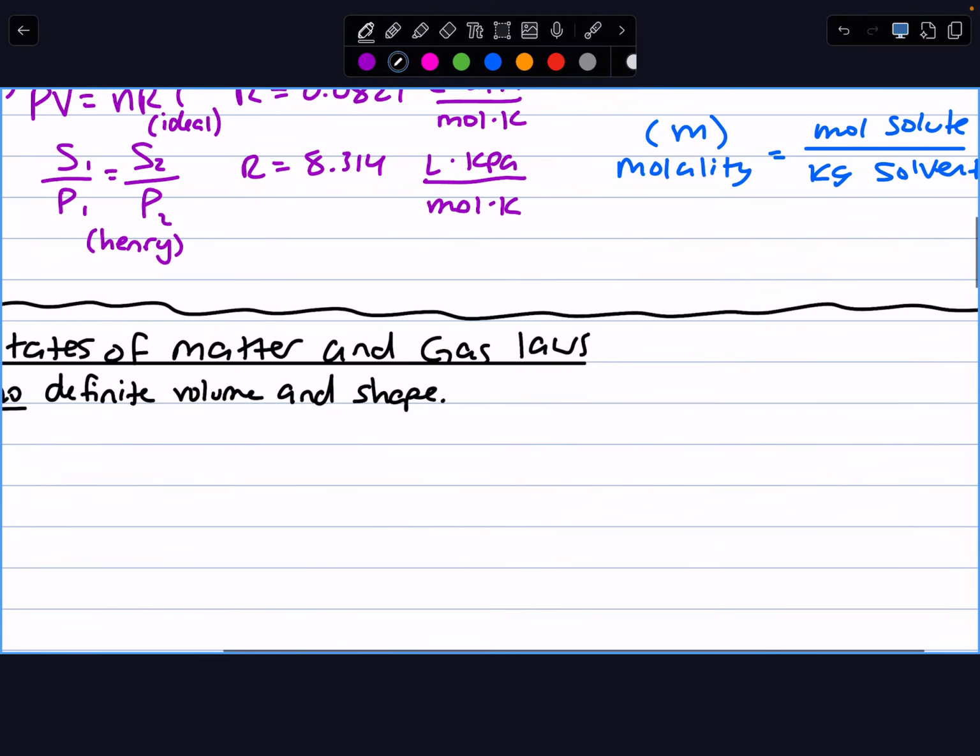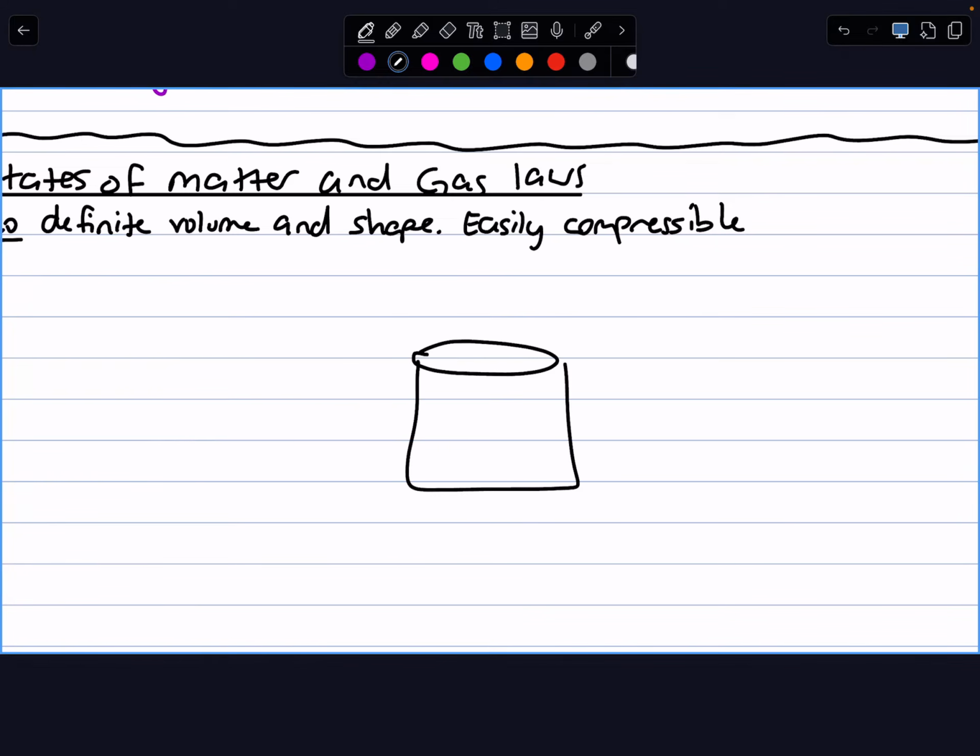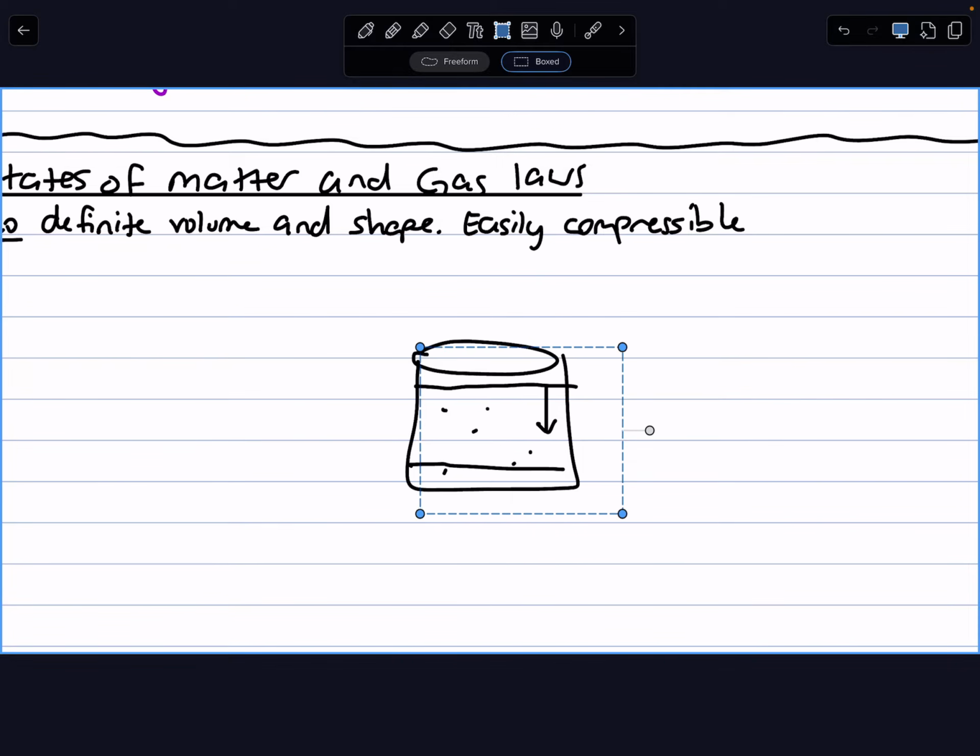Okay, they're also easily compressible. That makes sense what I mean, right? So I can compress a gas. If I had a container with gas particles and I wanted to close this off and push it down, I would be able to compress all the gas particles in a smaller volume because there's so much space in between them. Does that make sense?